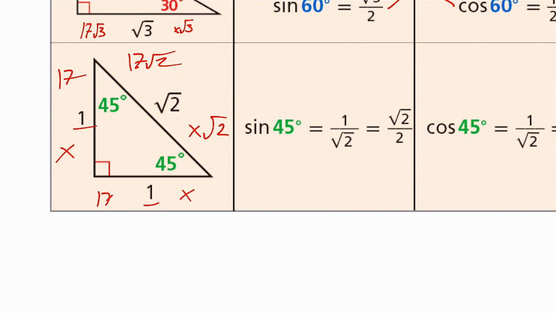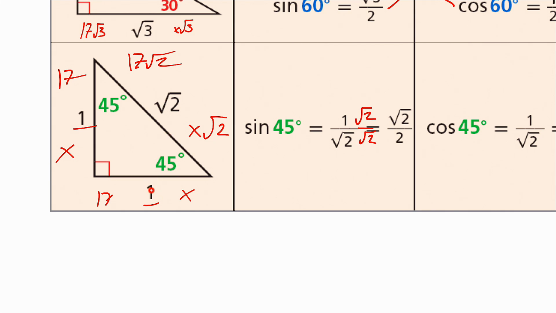Now, similarly to what we had earlier, we had 1 over the square root of 3. We multiplied by the square root of 3 over the square root of 3 and got square root of 3 over 3. That was a lot of 3s. We would do the same process for this: 1 over the square root of 2 times the square root of 2 over the square root of 2, which gives us the square root of 2 divided by 2.